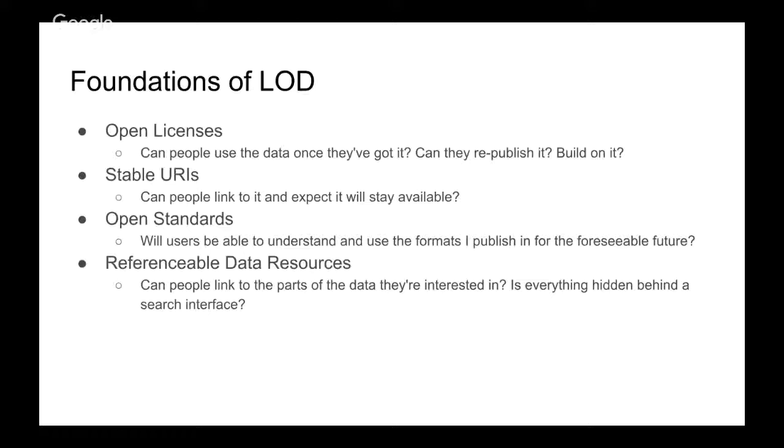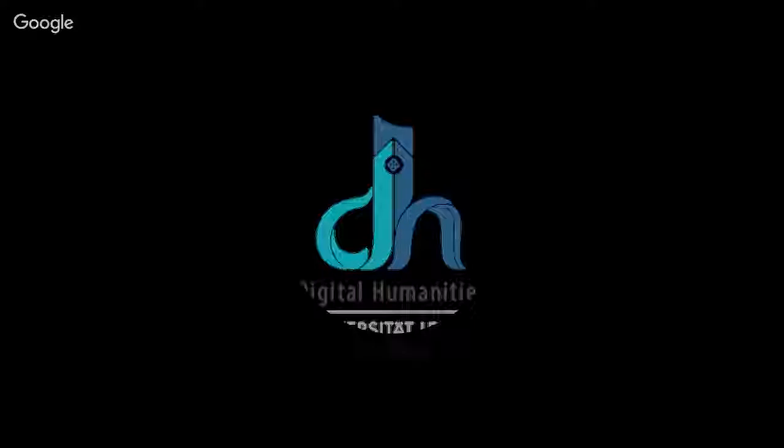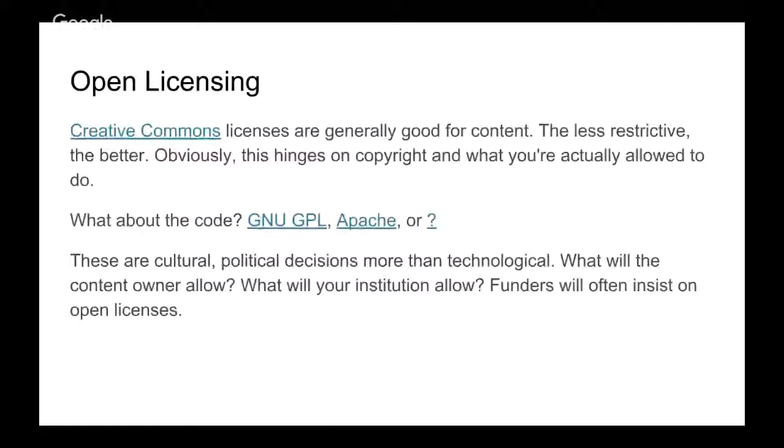So just to unpack these a little bit more, I'll talk about open licensing. You probably have heard about Creative Commons licenses. They're generally great for content, and usually the less restrictive, the better. Obviously, being able to put a license hinges on you, or your organization, actually owning the copyright on the thing. So you can't license something that you don't own. Possibly, hopefully, what you're using could also be in the public domain, in which case anything goes.